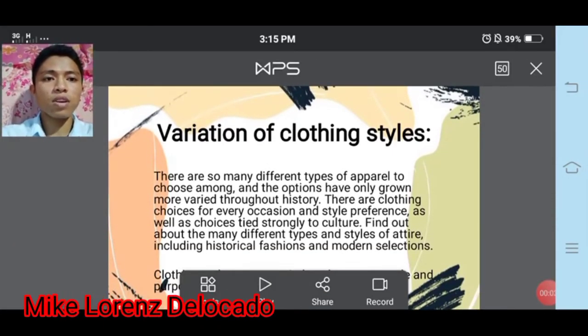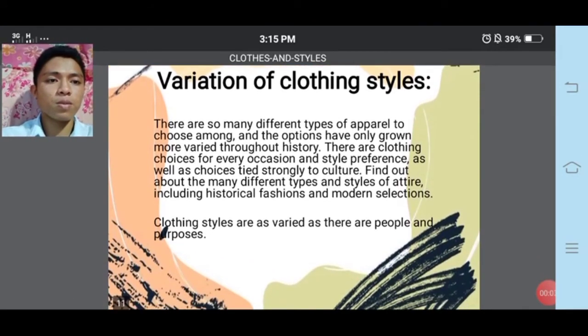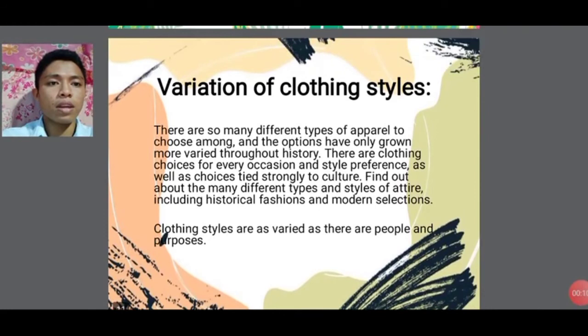So next is we have variation of clothing styles. So there are so many different types of apparel to choose among, and the options have only grown more varied throughout history. There are clothing choices for every occasion and style preferences, as well as choices tied strongly to culture. Find out about the many different types and styles of attire, including historical fashions and modern selections.